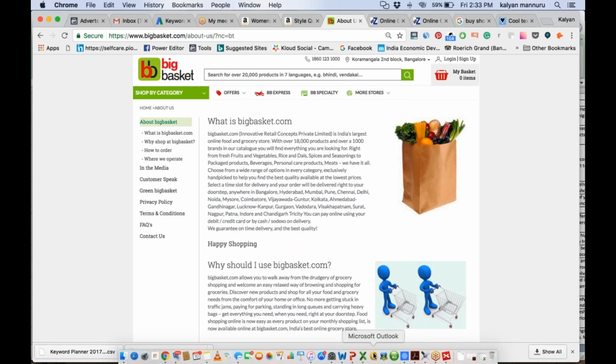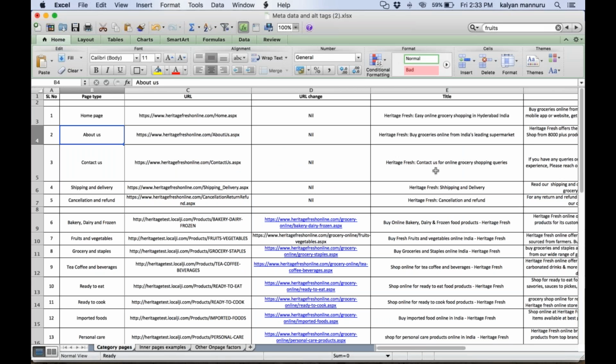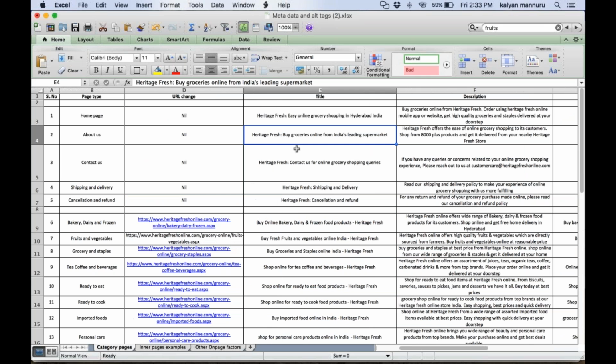So what we have suggested here, if you see, we have said Heritage Fresh, buy groceries online from leading supermarket. So if someone is searching for about Heritage Fresh, they would land here, because we have mentioned Heritage Fresh here. Now contact us also. We are mentioning contact Heritage Fresh. So if someone is searching on Google for contact Heritage Fresh, they would be landing on this particular page.